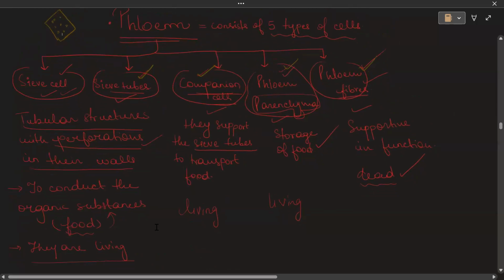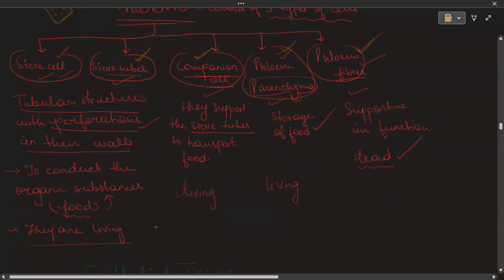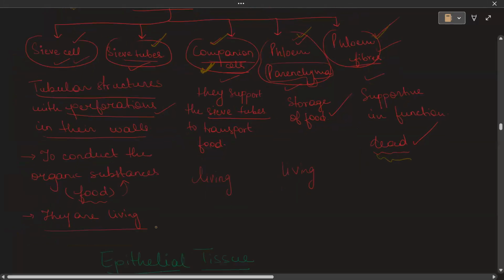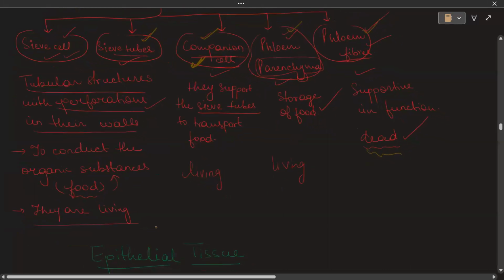Now talking about the companion cells, what is their function? The companion cells support the sieve tubes for the transport of food. They have a supporting function and they are living, meaning protoplasm is present. The phloem parenchyma store food and are also living tissues. Then come the phloem fibers, which are supportive in function, but they are dead, meaning they do not have any protoplasm present. So with this, complex permanent tissues is over.